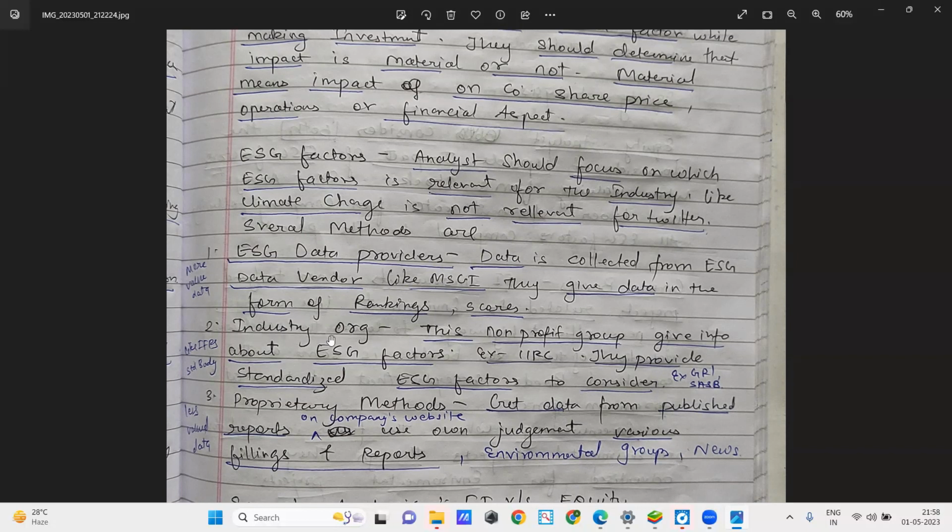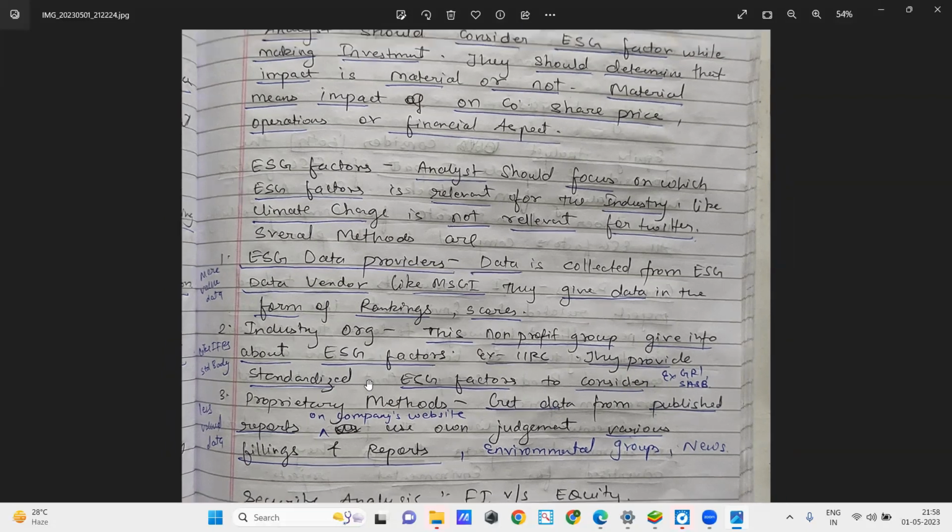The second one is the industry organization. There are various industries like automobile and pharma, and all these industries have their own organizations which provide data every year. The automobile industry has an organization of its own. They provide data such as how much the sales growth is and how much pollution companies are making. It will be considered the second priority. For example, the IIRC provides standardized ESG factors to consider, for example GRI and SASB.